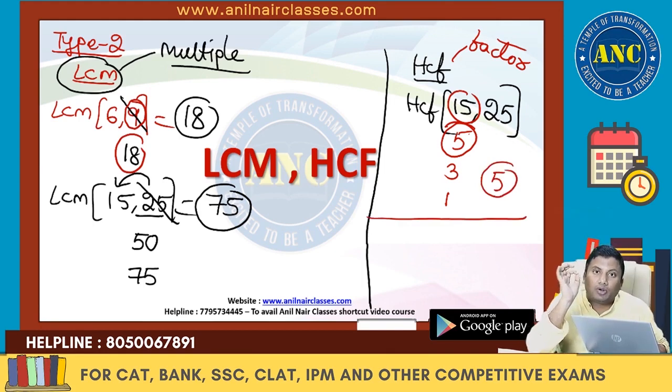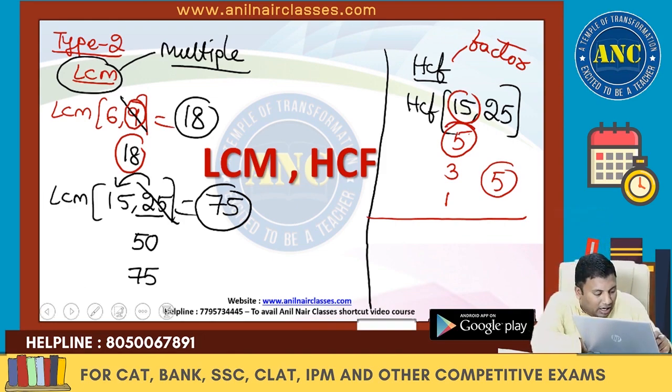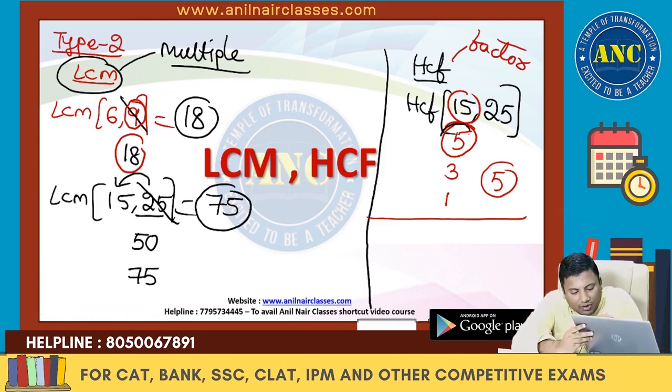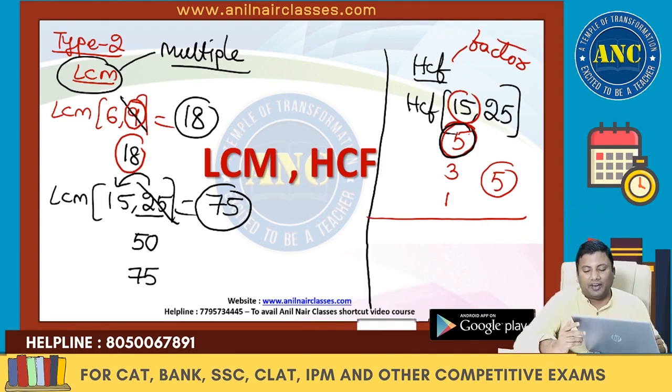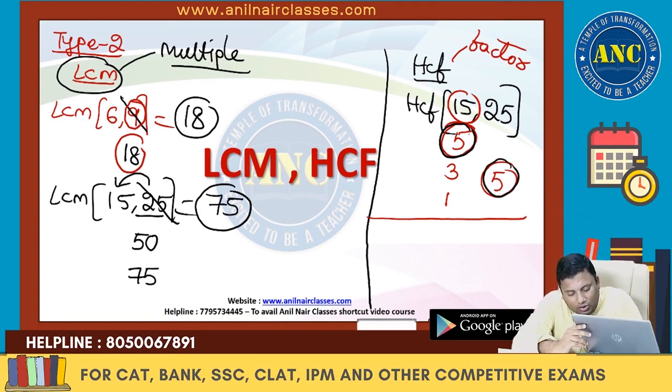For HCF, we have to take the smallest number. Check whether the smallest number is a factor of the other numbers. If the smallest number is not a factor of the other numbers, take the factors of the smallest number. Factors of 15 are 1, 3, 5 and 15. Check with the next highest factor, 5. Does 5 divide 25? Yes. So the answer for this question is 5.